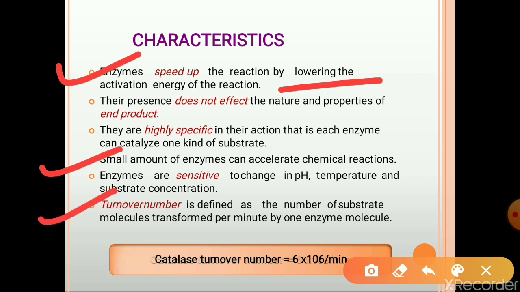Here turnover number is defined as the number of substrate molecules transformed per unit time by one enzyme molecule. Means here the catalytic turnover number equals 6 into 10 raised to power 6 per minute. Means 6 into 10 raised to power 6 substrate molecules are converted into 6 into 10 raised to power 6 product molecules per minute in the presence of one enzyme only.